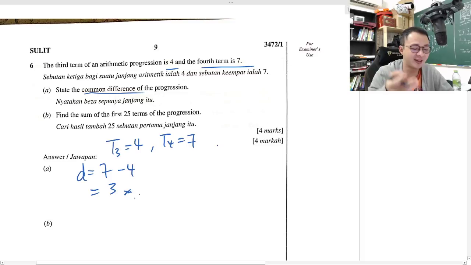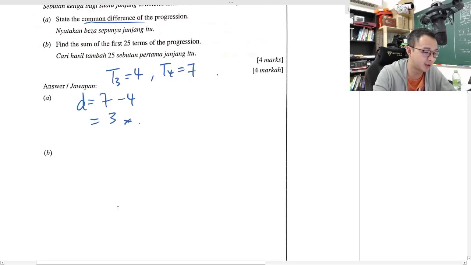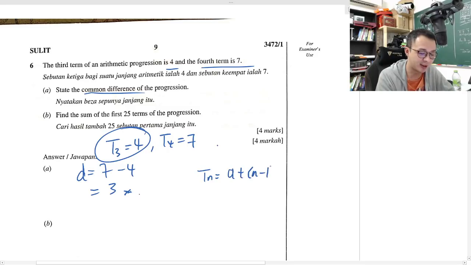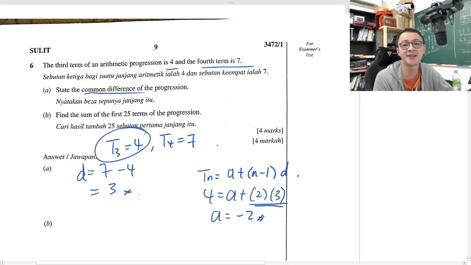And then find the sum of the first 25 terms. Before I find S25, I need to know what my a is. I don't have the first term, so I can't do this yet. So I need to find a first. I can pick T3 or T4, it doesn't matter. You know the formula for Tn, right? a plus (n minus 1)d. So my T3 is 4, so n will be 3, right? 3 minus 1 is 2, my d is 3, so 2 times 3 is 6. 4 minus 6, you get a equals -2.